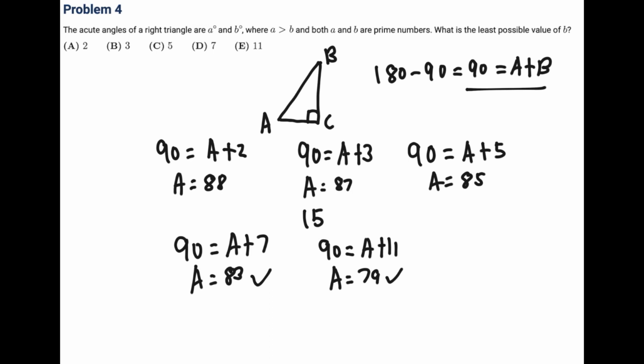So which one do you choose, 7 or 11? Well, at the end it states, what is the least possible value of B? Now, when A is equal to 83, we plugged in 7 for B. And when A is equal to 79, we plugged in 11 for B. 7 is less than 11, meaning that our answer choice is D, 7.